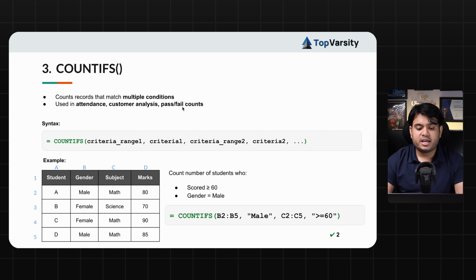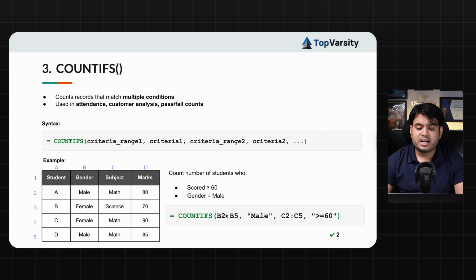Now let's understand with the help of an example. This is the problem that we are going to solve. First, they are asking for the count of students who scored greater than or equal to 60 and whose gender is male. These are two criteria, and according to our formula it will be very straightforward. First is criteria range 1, and then criteria 1.